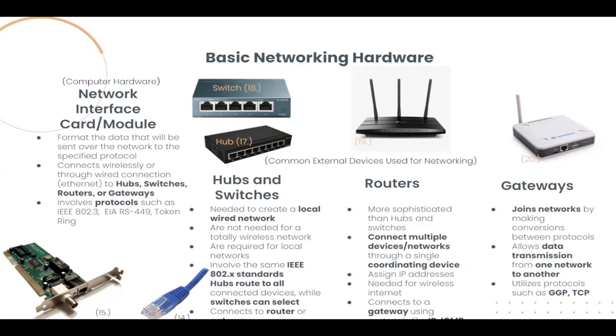Speaking of routers, they're more sophisticated than hubs and switches. They connect multiple devices/networks through a single coordinating device. They also assign IP addresses and are needed for wireless internet. They can connect to a gateway using protocols like IP and ICMP. Gateways join networks by making conversions between protocols. They allow data transmission from one network to another and utilize protocols such as GGP and TCP.